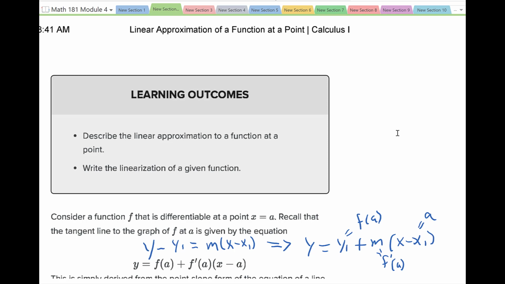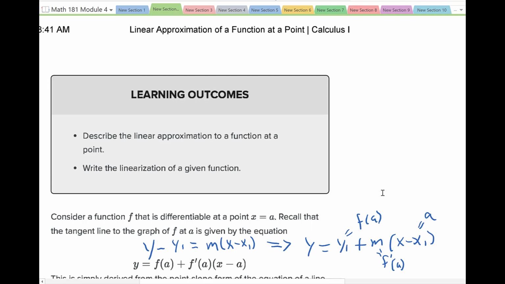And so I just want to remind you here, I'll do a little progression. y minus y1 equals m times x minus x1. That's the point slope formula. And from that, if we move the y1 over, it starts to look like the formula they have here, where the y1 is your f of a, your m is your f prime of a, that's your slope, and your x1 is a. We get this equation of the line.